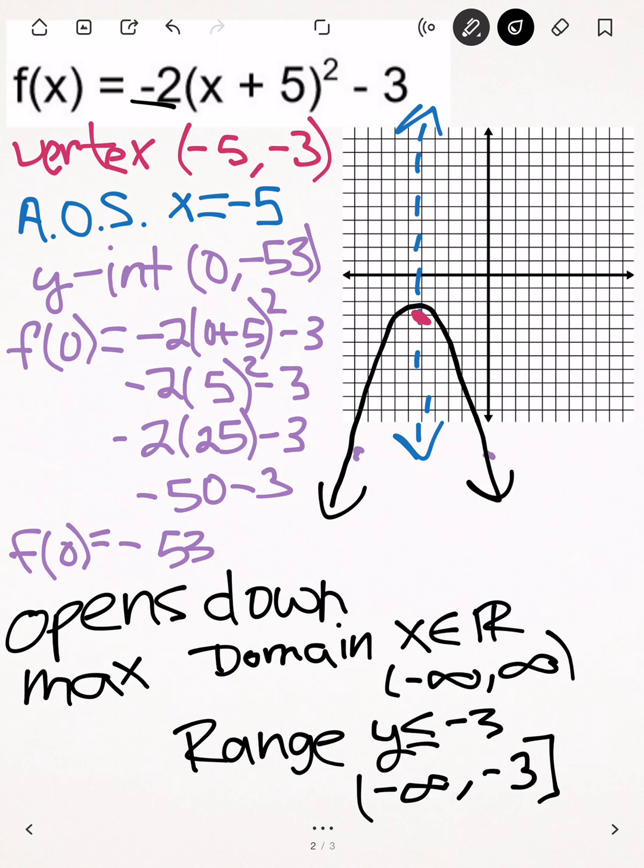This is everything you need to know for graphing in vertex form. We have one more video, so keep a lookout for that.